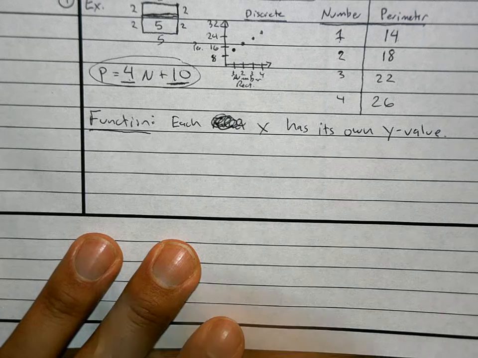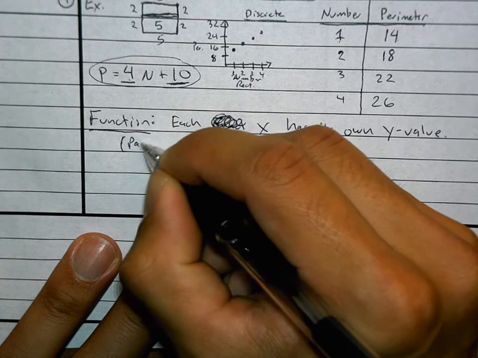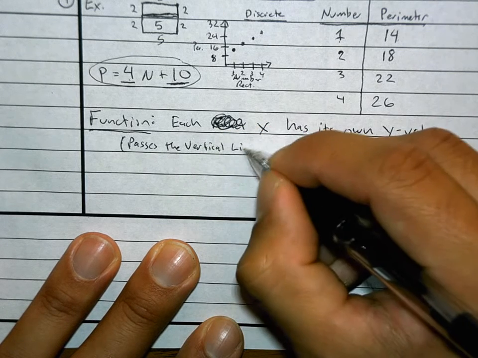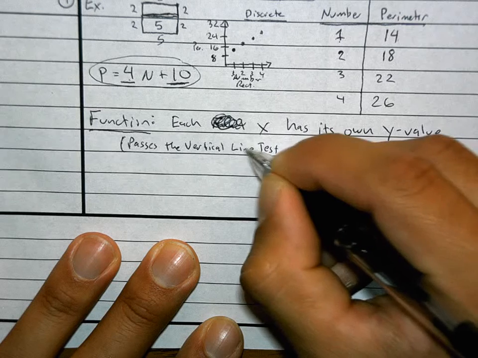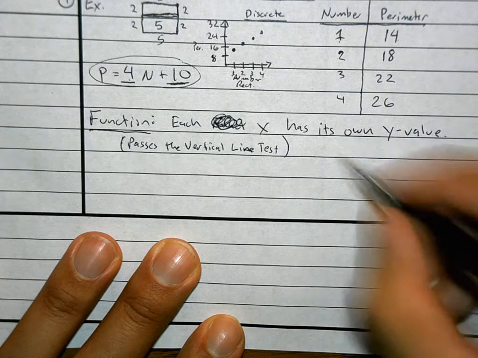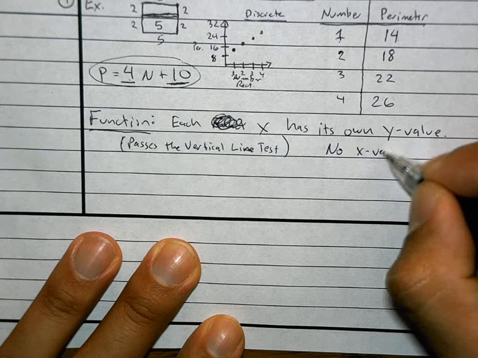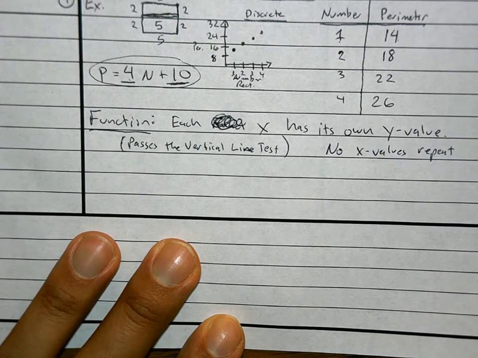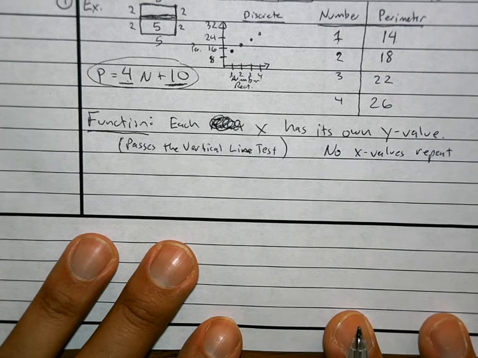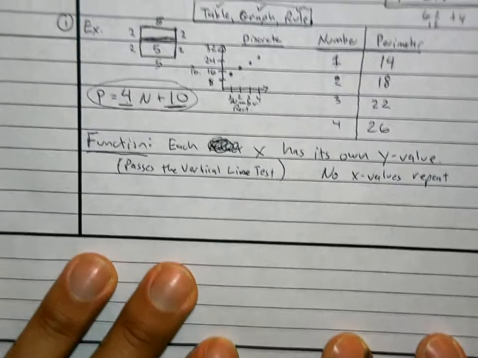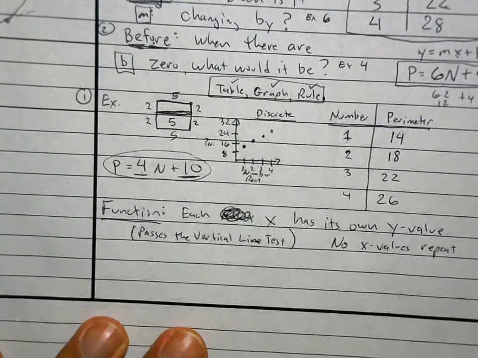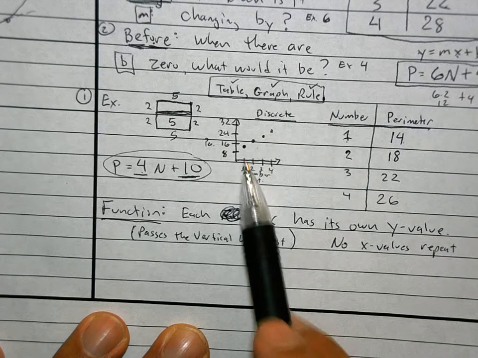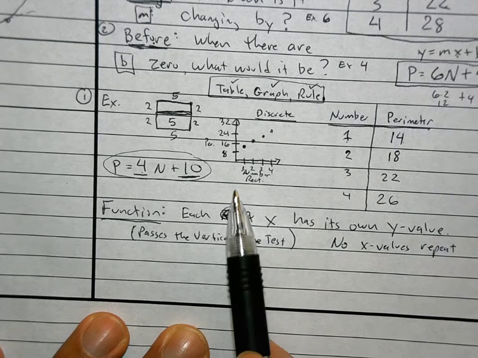This earlier we learned as a graph passes the vertical line test. But it also means no x values repeat themselves. So as you look at this, you're going to be asked questions like, now that you know how to do the table, the graph, and the rule, is this a function? Does it pass the vertical line test? But sometimes you won't have the graph.